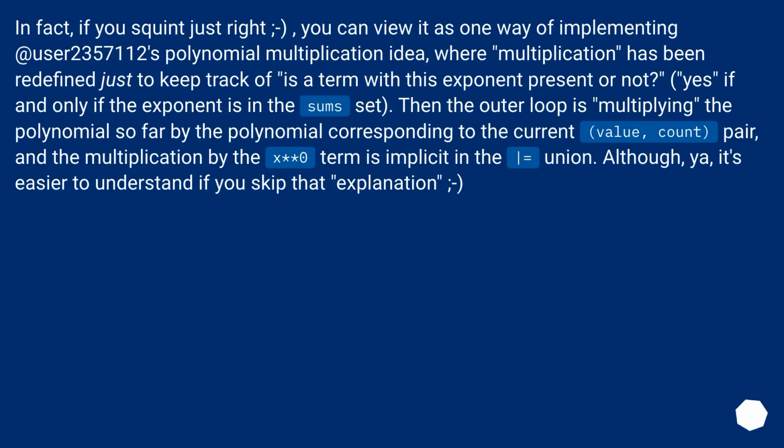In fact, if you squint just right, you can view it as one way of implementing user 2357112's polynomial multiplication idea, where multiplication has been redefined just to keep track of whether a term with this exponent is present or not. Yes, if and only if the exponent is in the sum set. Then the outer loop is multiplying the polynomial so far by the polynomial corresponding to the current value, count pair, and the multiplication by the x^0 term is implicit in the vertical bar equals union. Although, yeah, it's easier to understand if you skip that explanation.